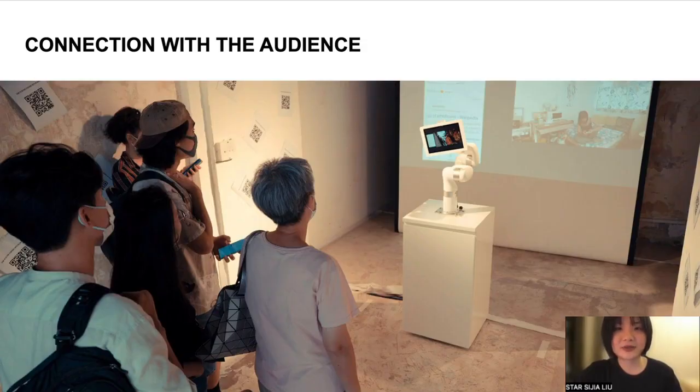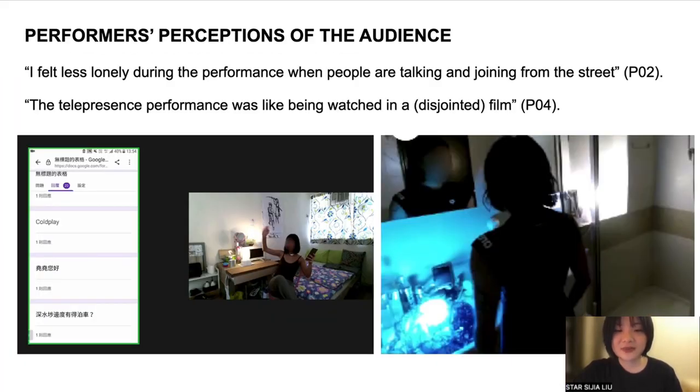Based on our observations, interviews with the performers and audience surveys, we got some insights into performer and audience perception of their engagements with each other in this setup. Performers perceived the audience differently through the screen than they did on a classical stage, but the interactions between them emphasized the audience presence. On the left side, the image is P2 waving to the camera because she received the message from the audience in the viewing space.